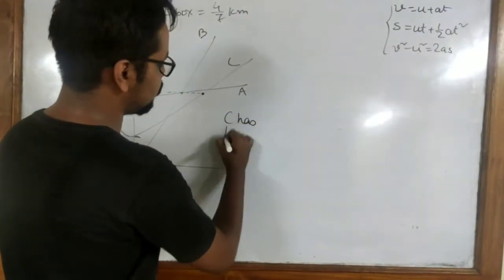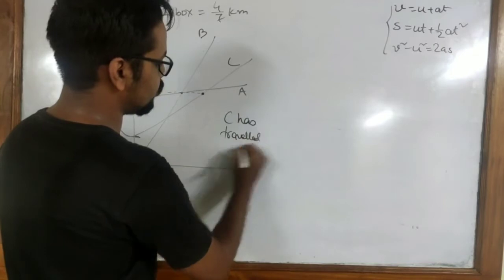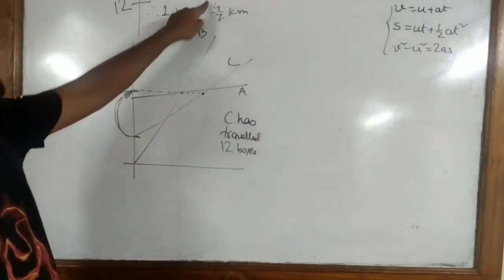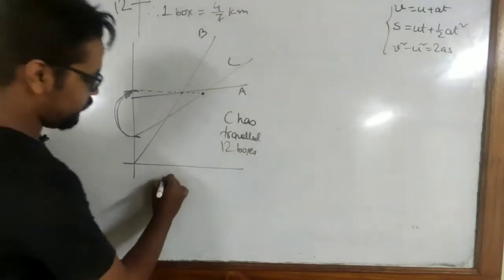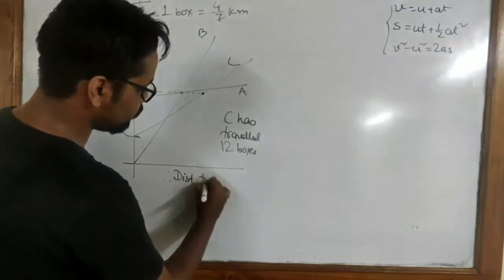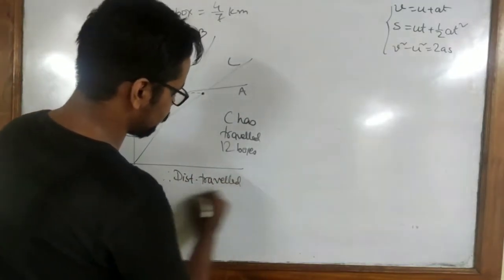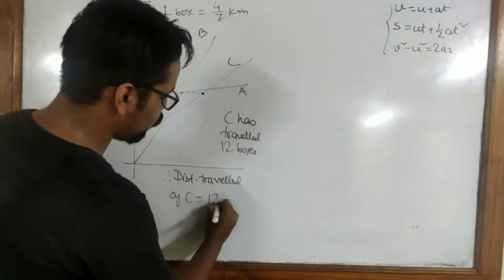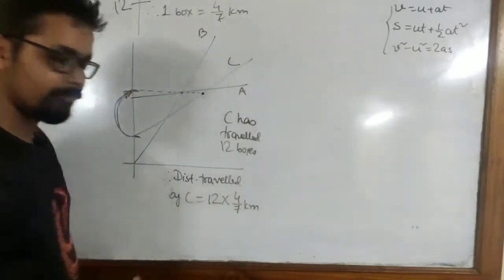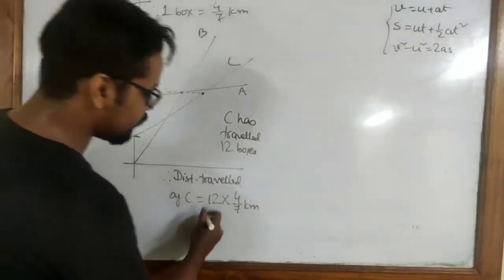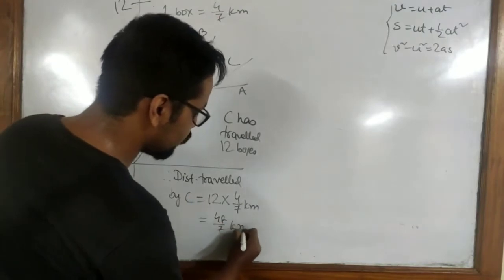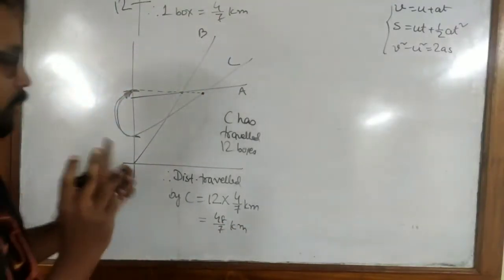C has traveled 12 boxes. 12 boxes means each box is 4 by 7. Therefore, distance traveled by C will be 12 into 4 by 7 kilometer, right? 12 into 4 by 7 kilometer is how much? 12 into 4 is 48 by 7 kilometer. All right. Now this is not it.